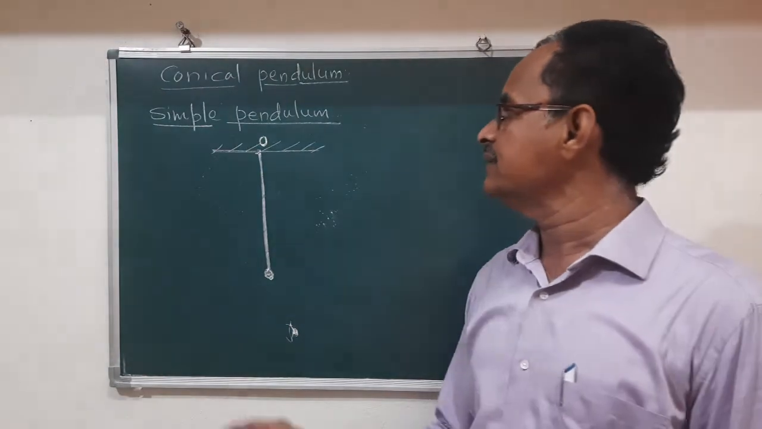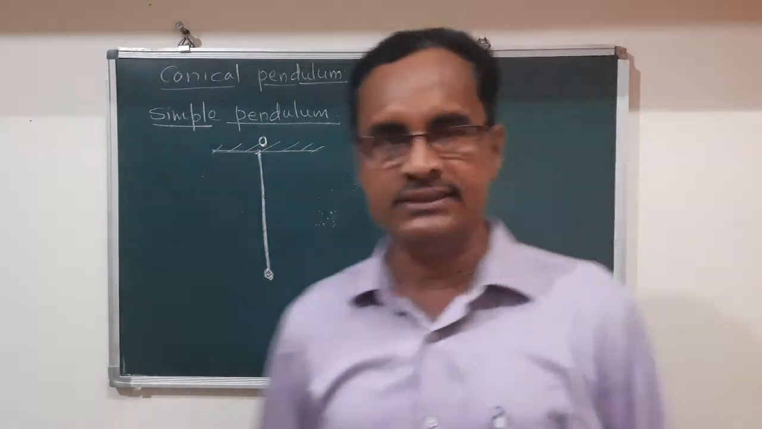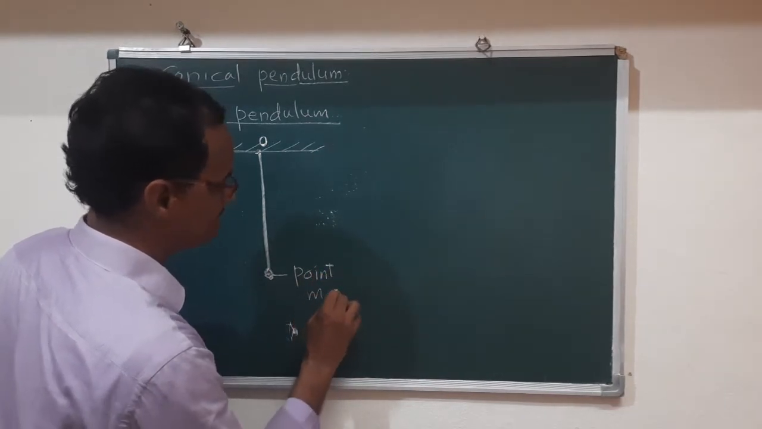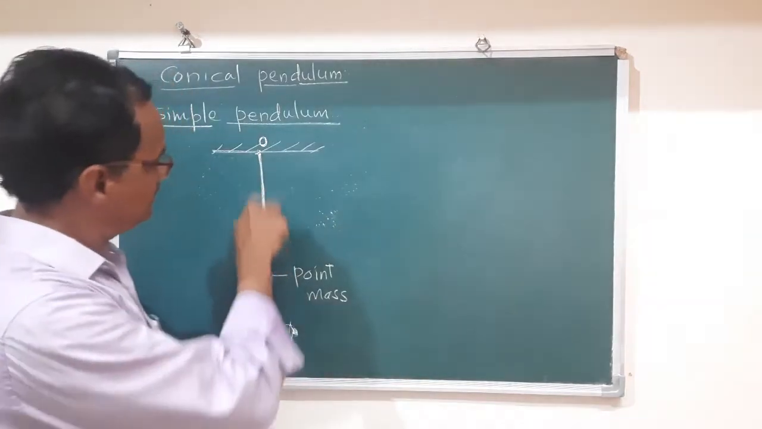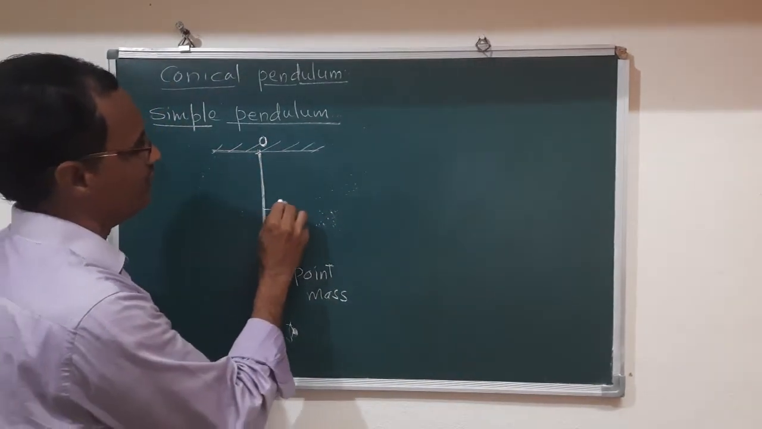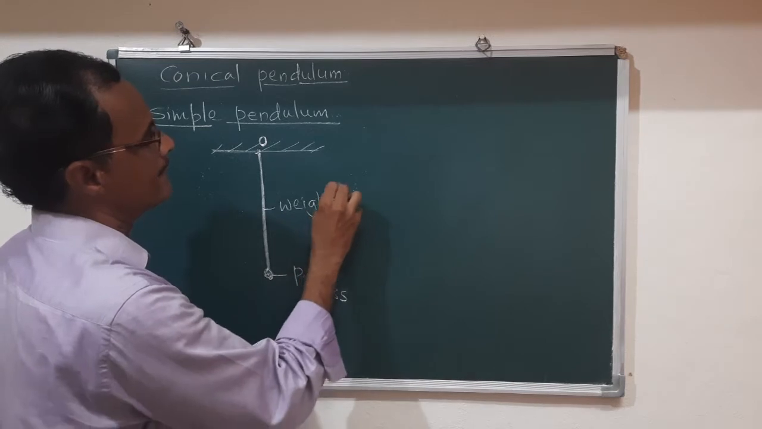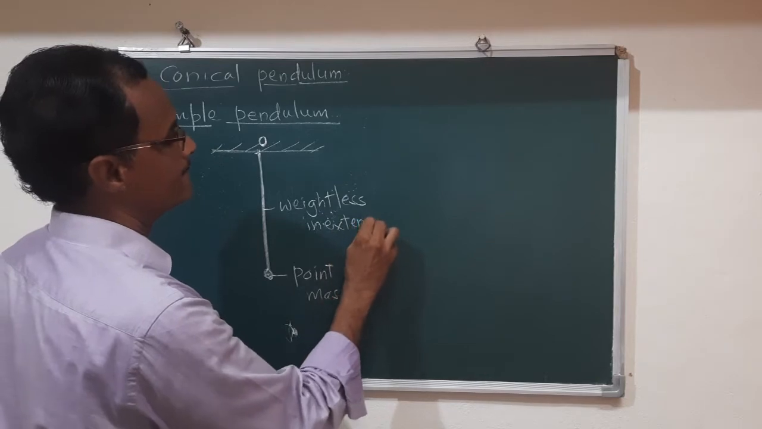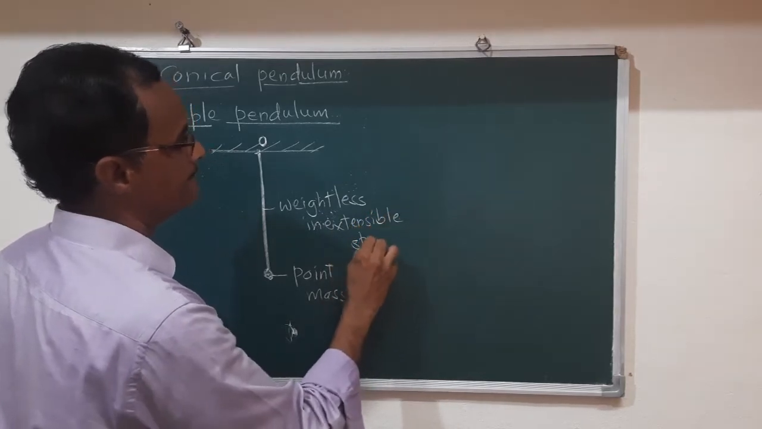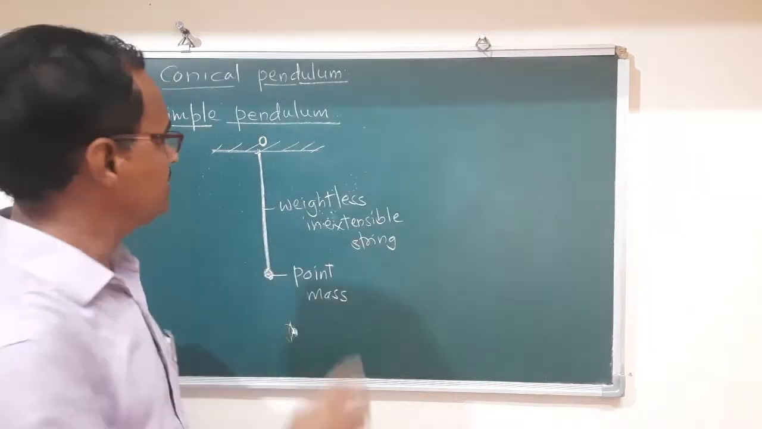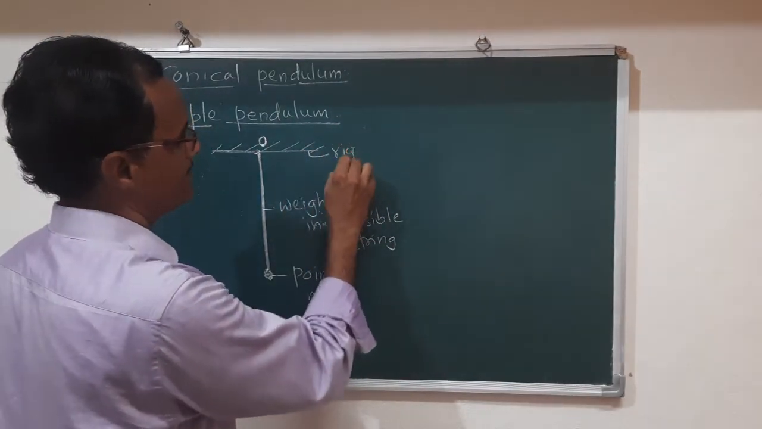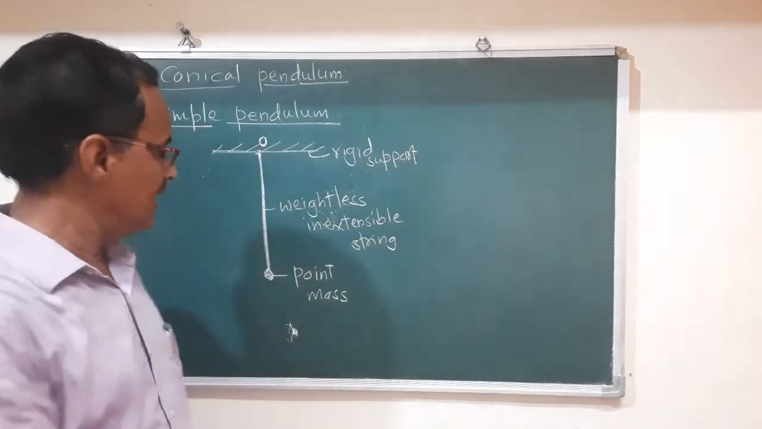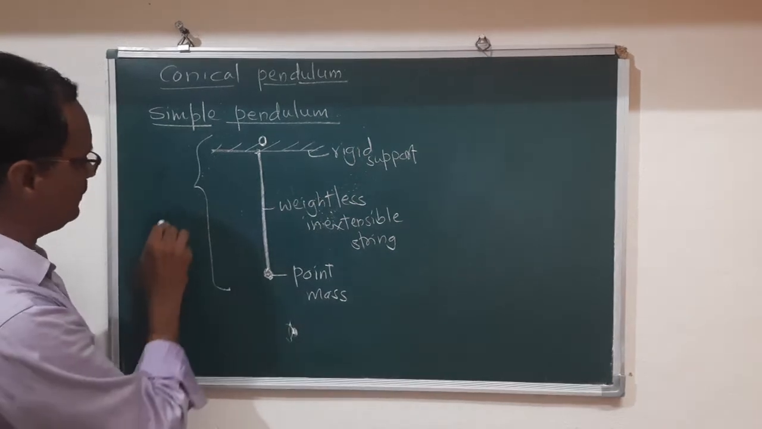Now the definition of the simple pendulum is that a point mass or a tiny mass, suspended by means of a weightless, inextensible string to a rigid support. Now this arrangement is called a simple pendulum.